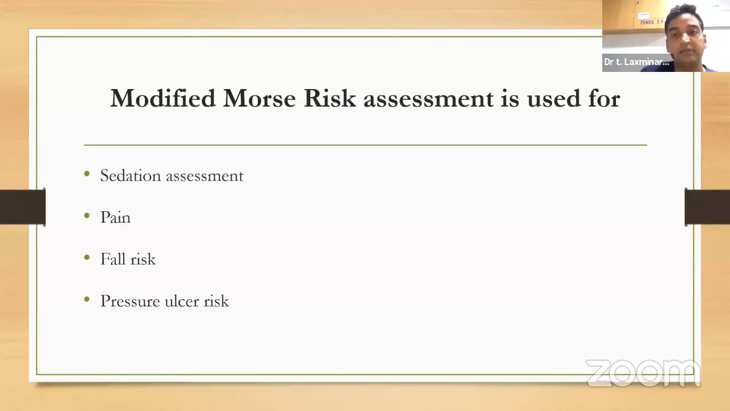Modified Morse risk assessment is used for sedation assessment, or pain, or fall risk, or pressure ulcer risk. Yes, many of you answered rightly: Ruth, Ruby, Sririka, Nishita. It is basically used to assess the risk of fall in an ICU.